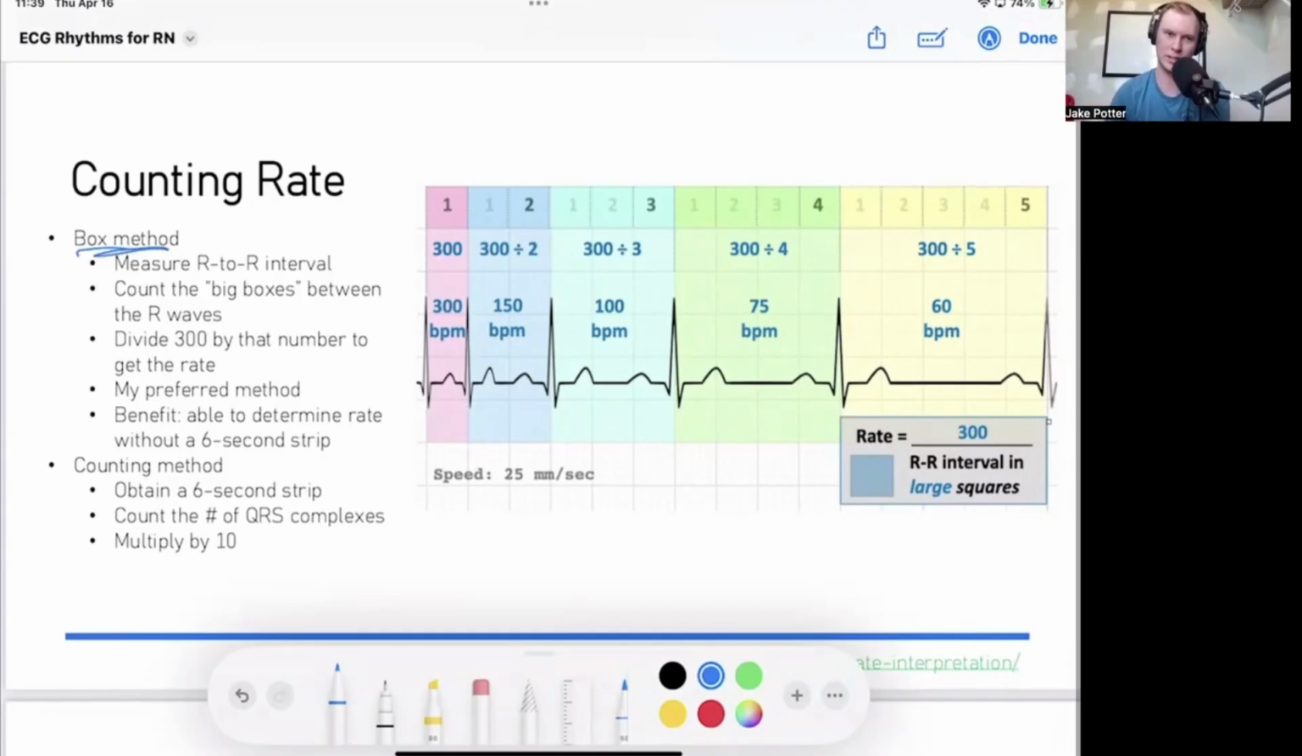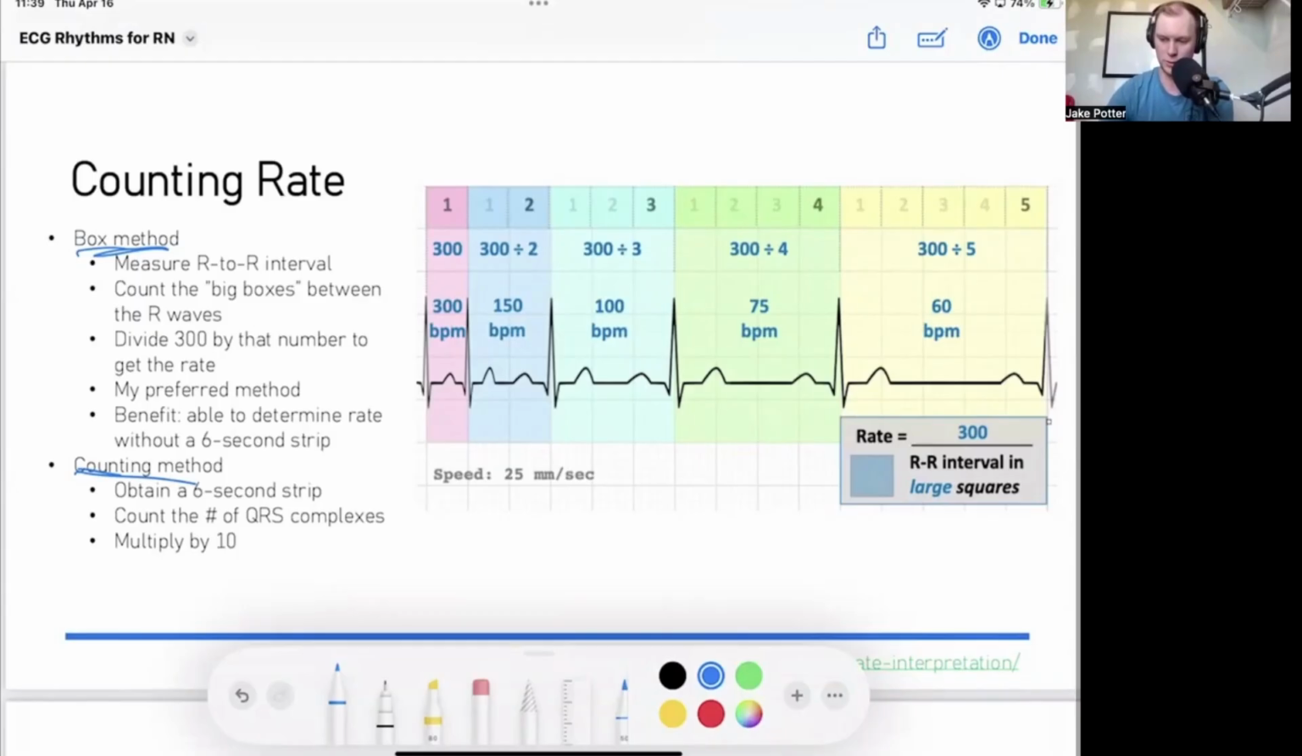I think this is the easiest, particularly if you don't have a full 6 second rhythm strip. Because with the counting method down here, you'll see that you need an actual rhythm strip, like a 6 second strip. That's great. But if you only have one or two complexes, let's say on a 12 lead, it's really important to be able to count that.